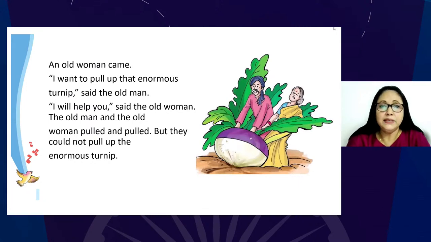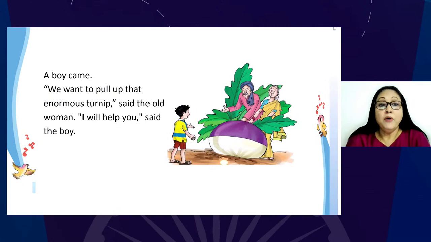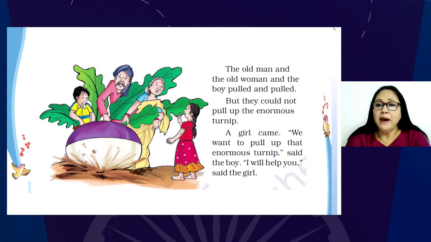An old woman came. I want to pull up that enormous turnip, said the old man. I will help you, said the old woman. The old man and the old woman pulled and pulled, but they could not pull up the enormous turnip. A boy came. We want to pull up that enormous turnip. This time who says? This time the woman says. And the boy answered, you already know. Yes, I will help you, said the boy. The old man and the old woman and the boy pulled and pulled, but they could not pull up the enormous turnip.